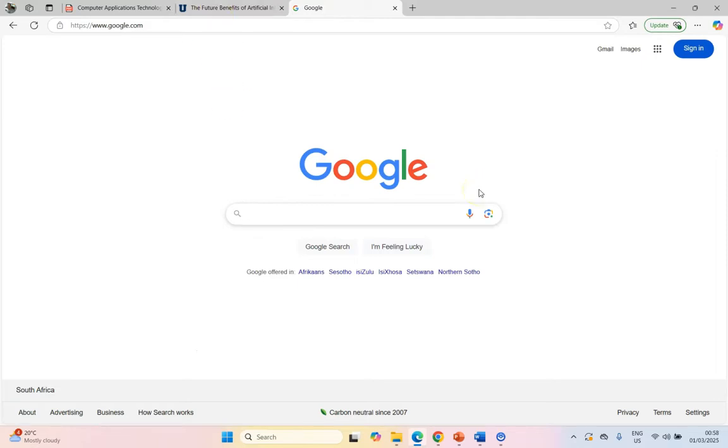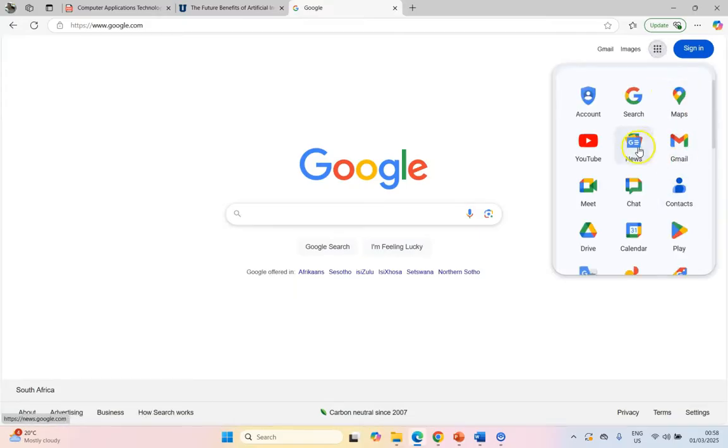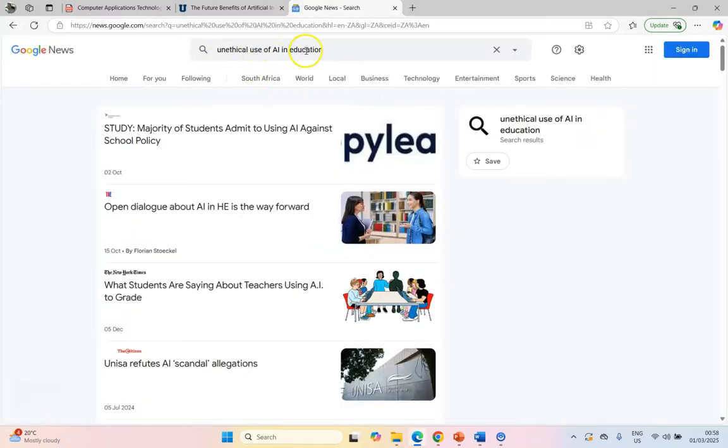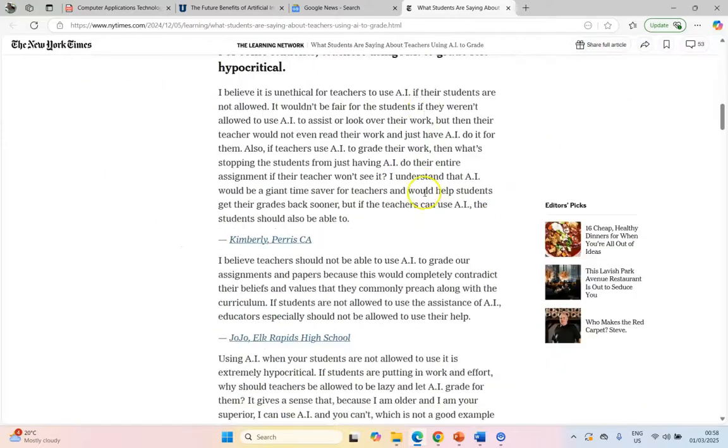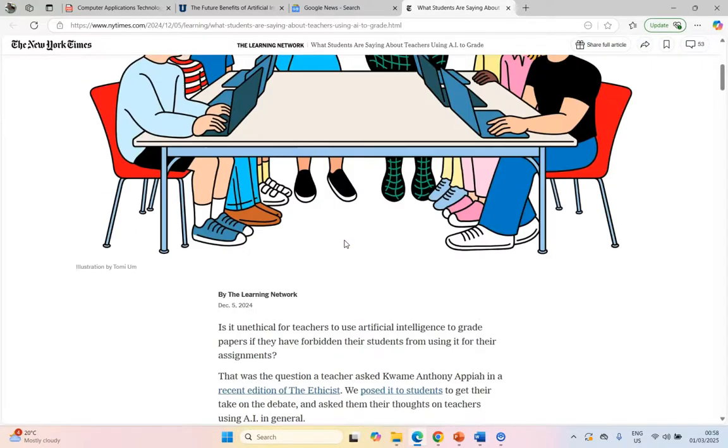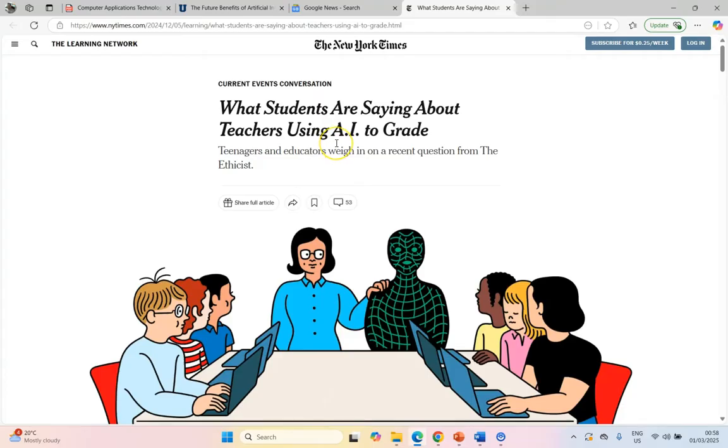Remember, we said news articles could also be useful, so don't be afraid to go to Google News. I just searched for unethical use of AI in education, and there you can already see that there's a bunch of articles here at the New York Times. That's a news article that we can go through and read about and see how this relates. So this is a news article, so we could maybe consider this as one of our others.